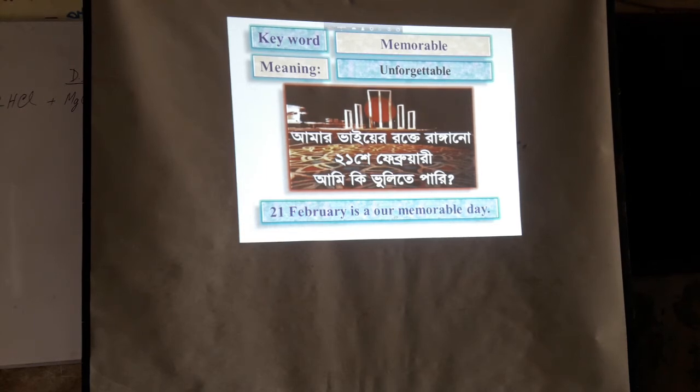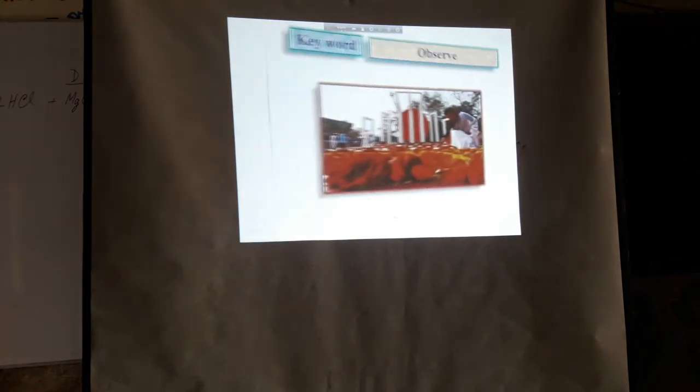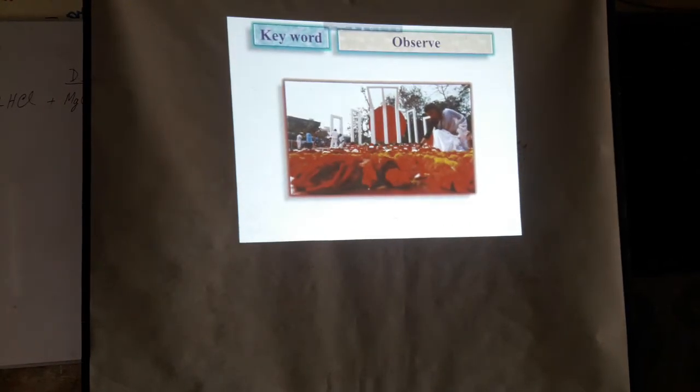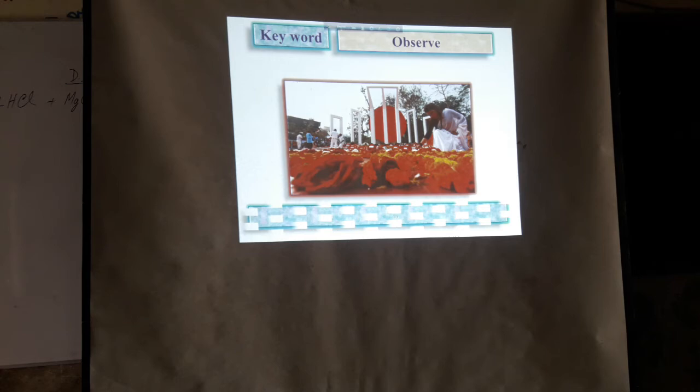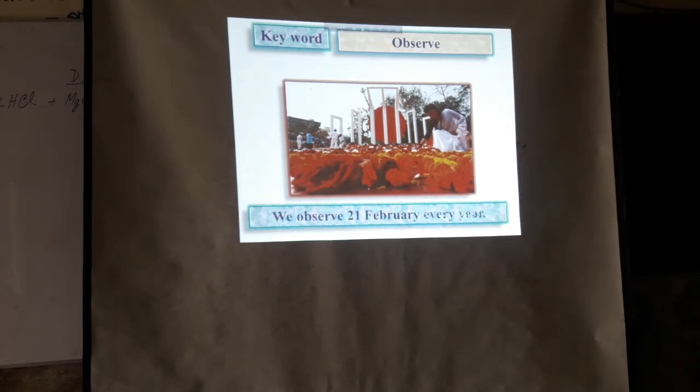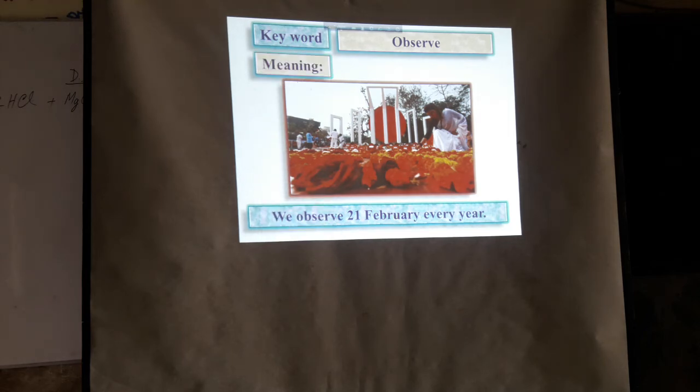So let's make a sentence. 21st February is our memorable day. The another keyword is observe. Let's make a sentence. We observe 21st February every year, and its meaning is celebrate.